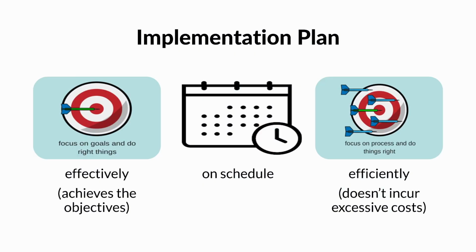To wrap things up, a strong implementation plan should also do these three things. First, it should be effective. What does that mean? Meaning you can actually achieve the objective. It's effective. It achieves the objective. You don't waste time, okay? And second, you should say obviously on schedule. Should be timely, because timing matters on social media.